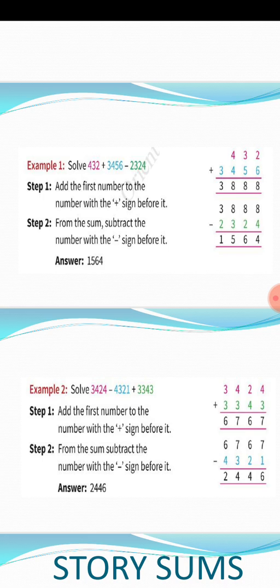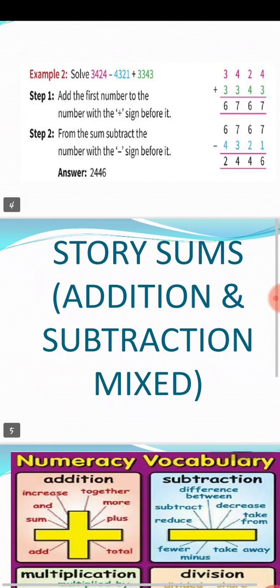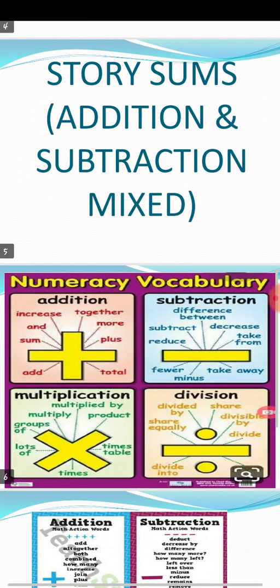6767. Now from this sum which we obtain after adding two numbers, we will subtract the leftover number with the minus sign. So as you can see, 6767 minus 4321. Answer it gives us 2446. Clear? Solve these types of examples. Now, moving to story sums.